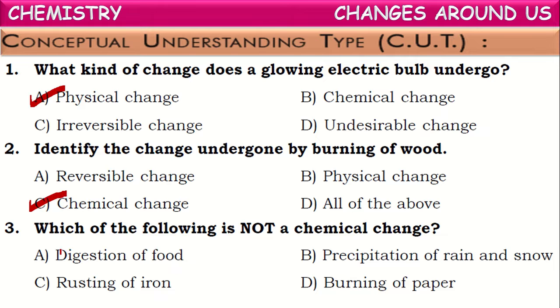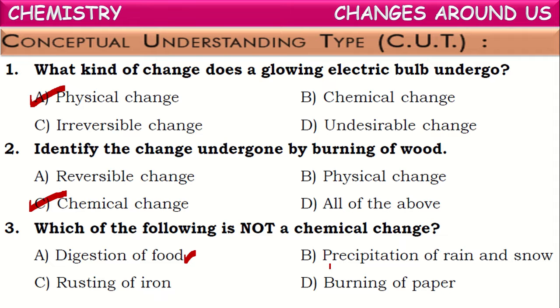See the first one, digestion of food. In the digestion process, food converts into different forms like energy and so on. So it is a chemical change. What about precipitation of rain and snow? In the precipitation of rain and snow, the water vapor present in the clouds converts into liquid form. So those liquid droplets of water will come down just like the rain.